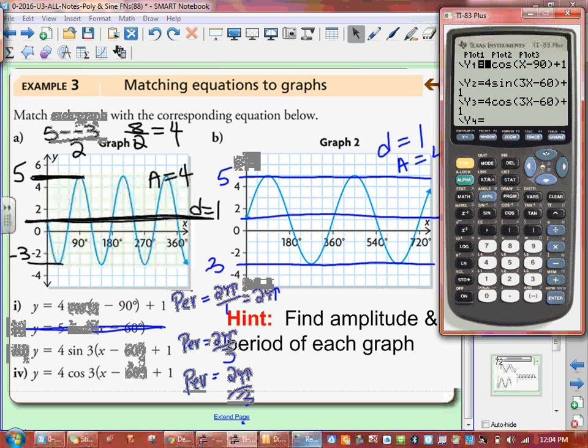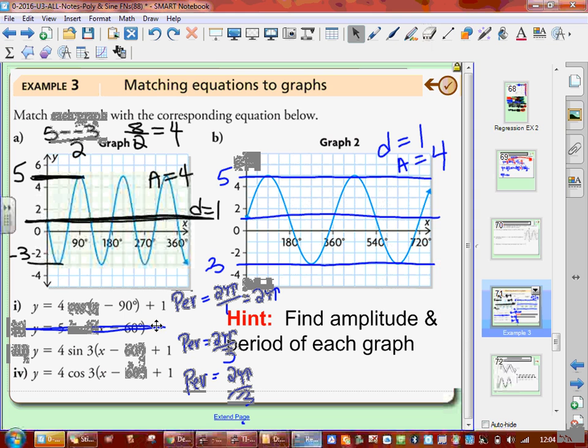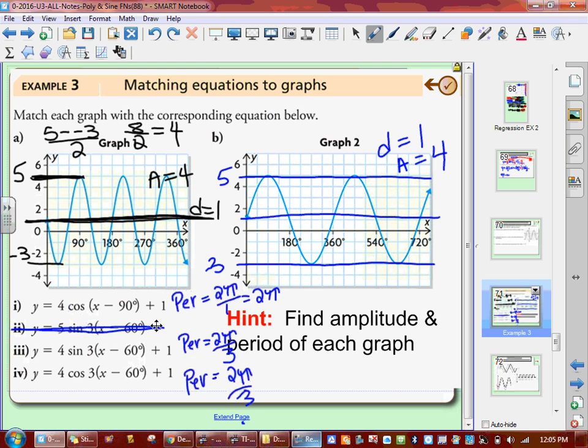The minute we saw the wrong amplitude, we got rid of that question. Now the other amplitudes, they all match, they're all 4, and all the t values are all 1. So now we have to check period. Well, the period of the first one is 2 pi. The period of the bottom 2 is 2 pi over 3. So we have to figure out which graph matches.